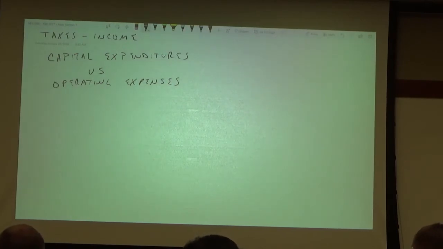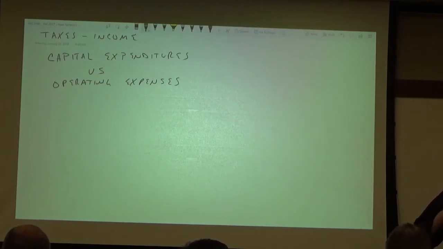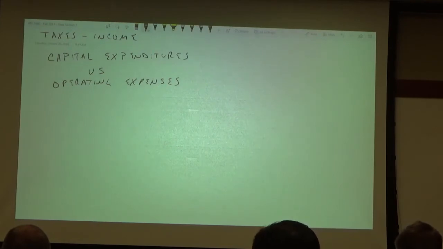Okay, so capital expenditures versus operating expenses. This is one of those things that people inherently like to play all sorts of games with as it relates to how something gets classified for tax purposes, okay? And there's a reason, which we're about to get into. But first of all, let's explain what the difference is between these 2.